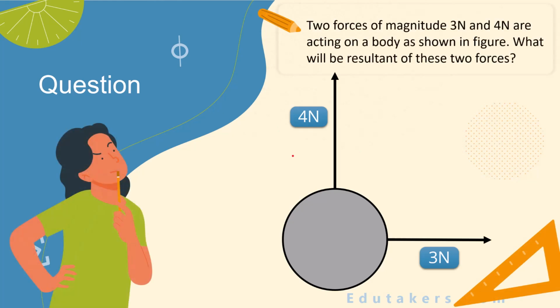So here is the question. You can see there are two vectors mentioned. One vector is 3 Newton and the other is 4 Newton. Two forces of magnitude 3 Newton and 4 Newton are acting on a body as shown in the figure. What will be the resultant of these two forces?